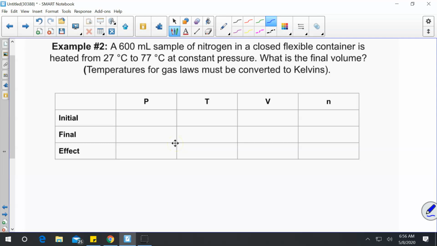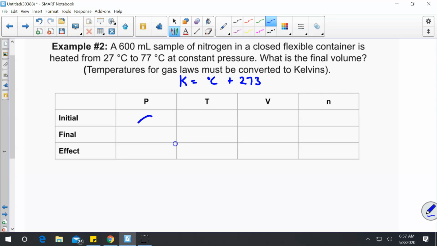This time I have 600 milliliters of nitrogen in a flexible container, and it's heated from 27 to 77 degrees Celsius at constant pressure. I want to know what's the final volume, and I did put a note on there, make sure your temperatures are converted to Kelvin. When we want to convert to Kelvin, Kelvin equals degrees Celsius plus 273.